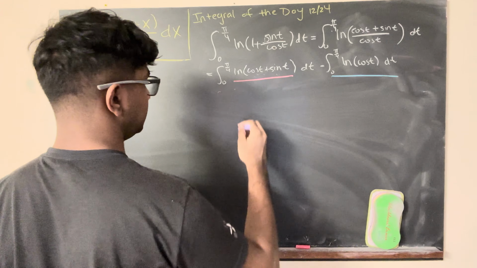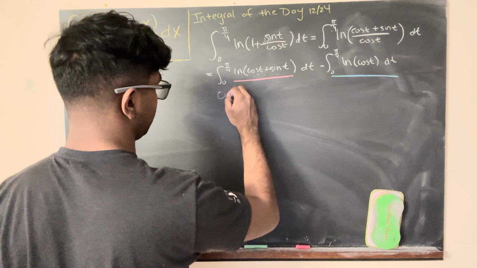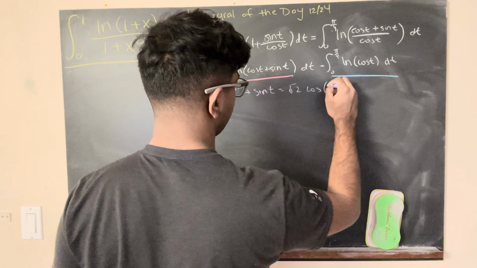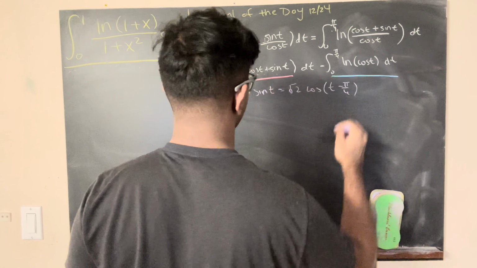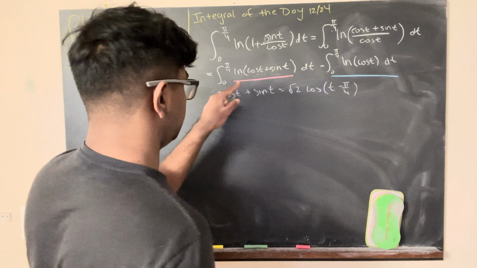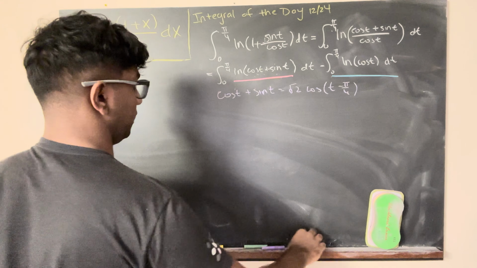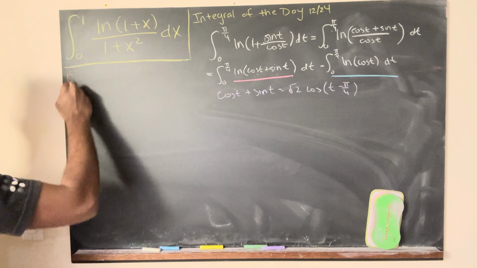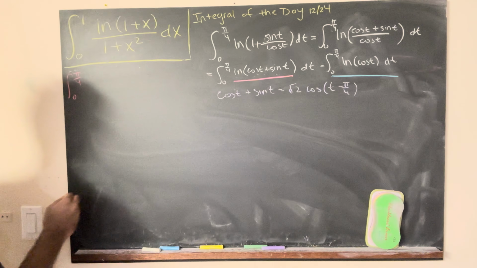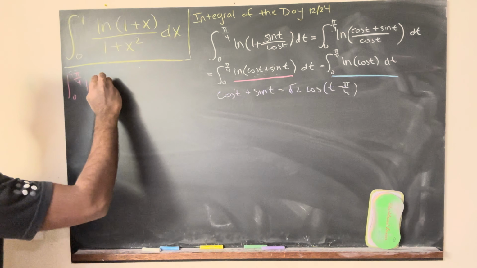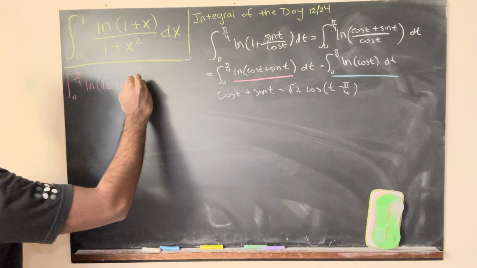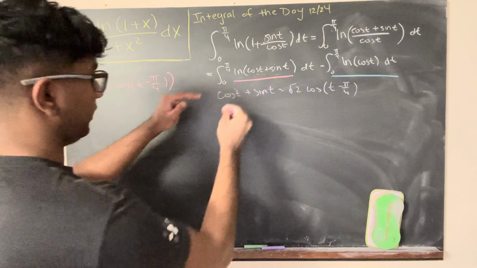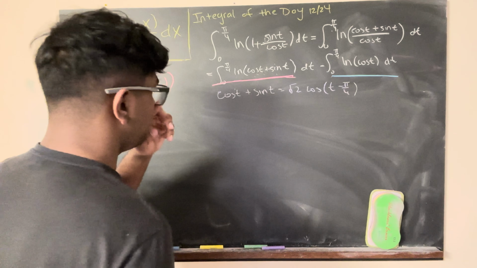So cosine t plus sine t, let me write it real quickly. We can replace the inside of this with this. In red, I'm going to do this integral: 0 to pi over 4 of ln of root 2 cos of t minus pi over 4. And just to be clear, we're only working on this integral for right now. We're going to get to this one in a bit.